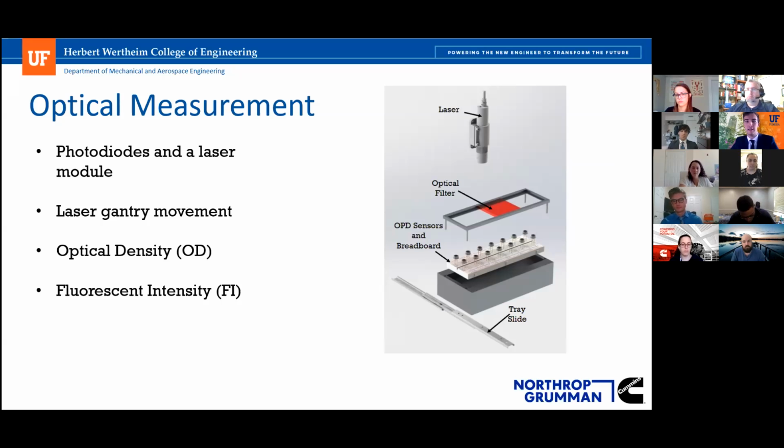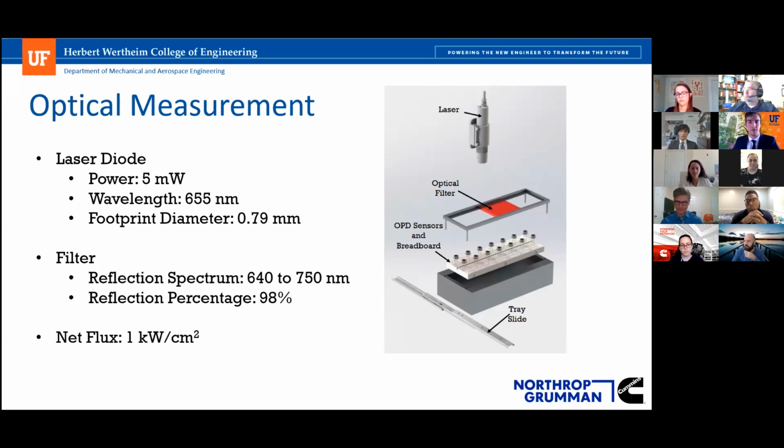The optical density makes use of just the laser and the diode. And then for fluorescent intensity, we have an optical filter, which allows us to capture the re-emission in the fluorescent spectrum. And also in our design, all of our paneling and gasketing is opaque, so we have a dark environment with which to take these measurements.